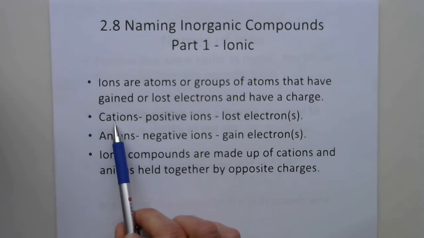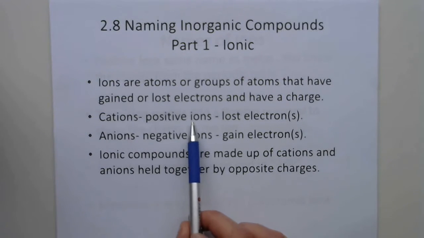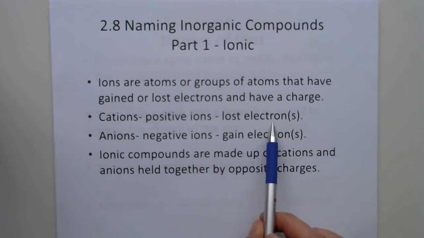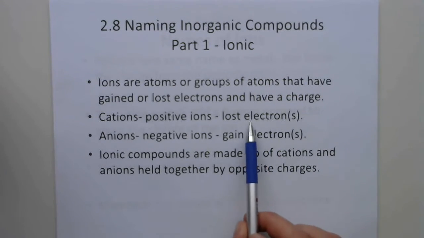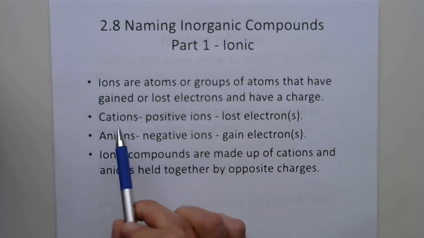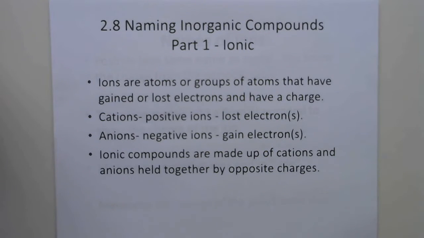So cations are what we call positive ions, and they get a positive charge by losing electrons. Electrons have a negative charge, and if it loses one or two or three electrons, then it'll have more protons than electrons, and therefore a positive charge overall. Anions are the name we give negative ions, and they get a negative charge by gaining electrons. Electrons have a negative charge, and if it gets extra electrons, it will have a negative charge.